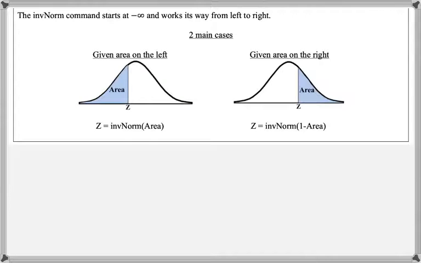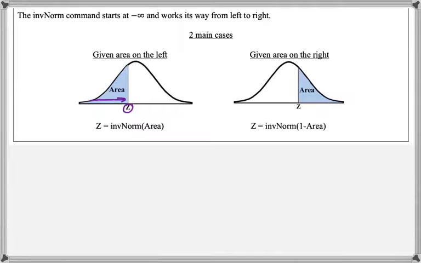The inverse norm command starts at negative infinity and works its way from left to right. So there are two main cases for the inverse norm. If we are given an area on the left, we just need to type inverse norm of the area. So it would start at negative infinity and work its way to the right, and then it would give you the corresponding z value.